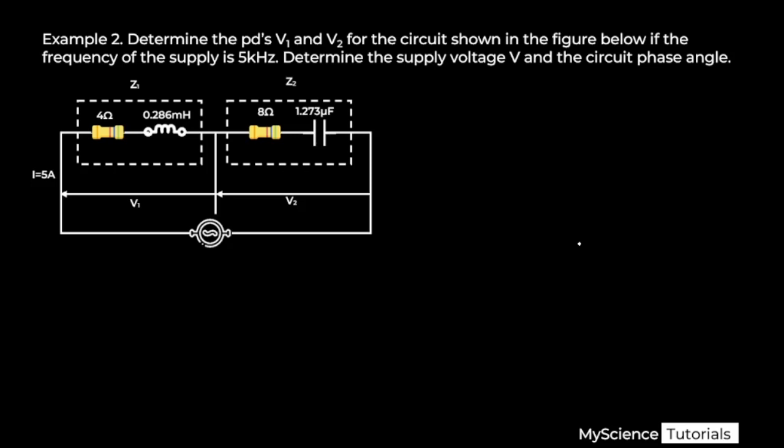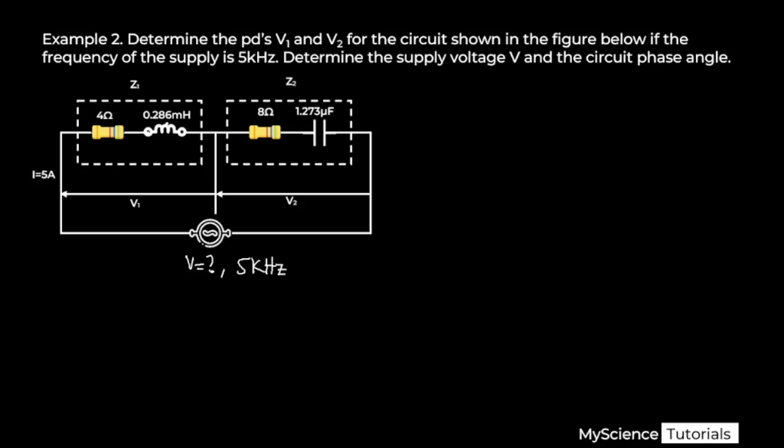We already have our circuit given to us, and we're told that we don't know the voltage, but we know the frequency to be 5 kilohertz. So we have to determine V1 and V2, and subsequently determine V, which is the supply voltage, and then calculate our phase angle. We already have the current in the question.